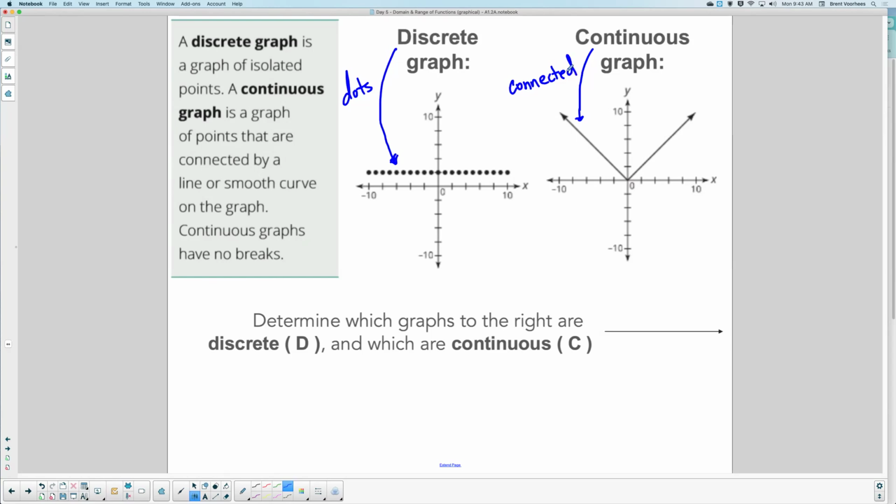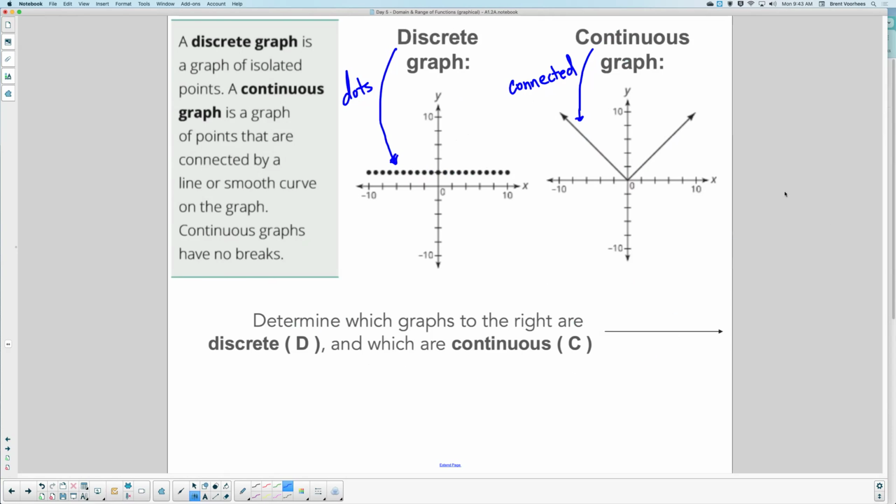Notice the words I'm using, it's called alliteration. Discrete looks like dots. Are the dots connected to one another? No. Discrete is dots. Continuous means the graph is all connected together. Make sense? Okay.